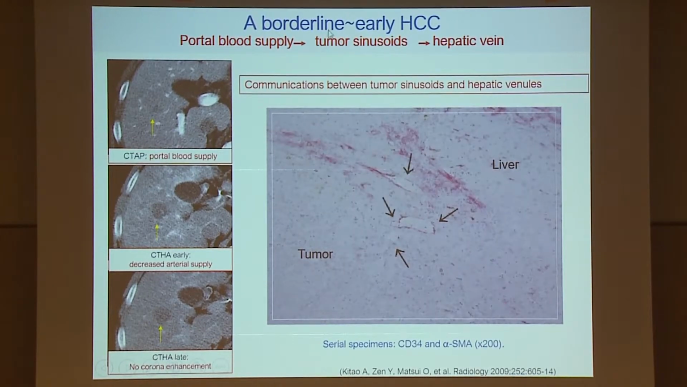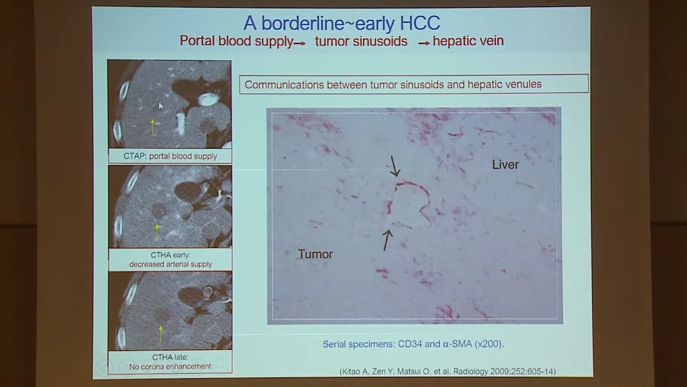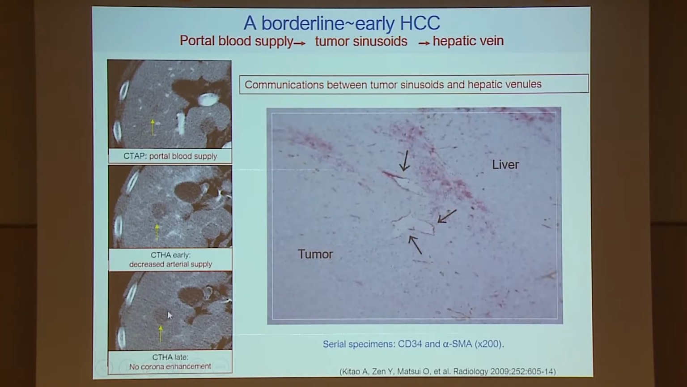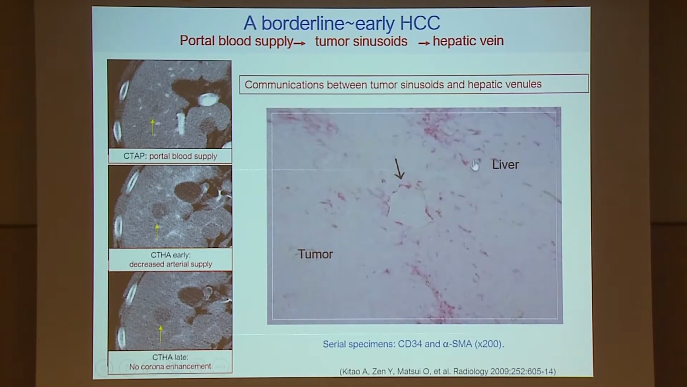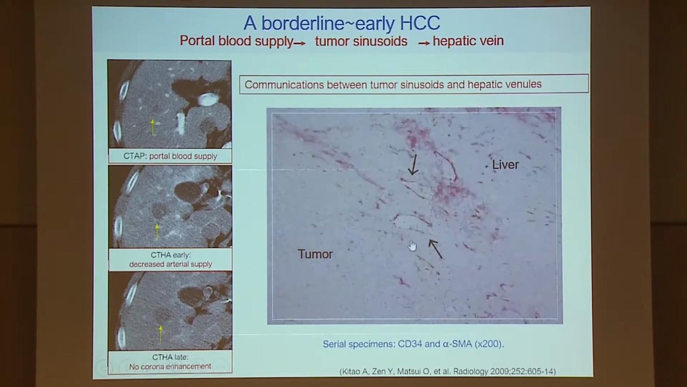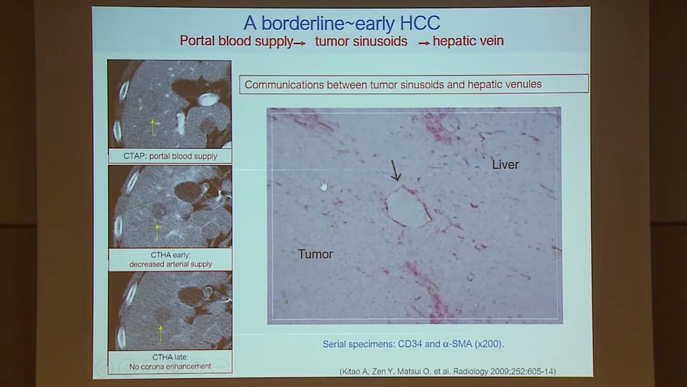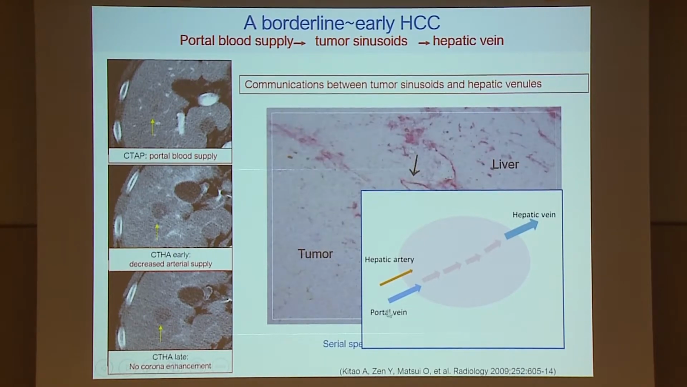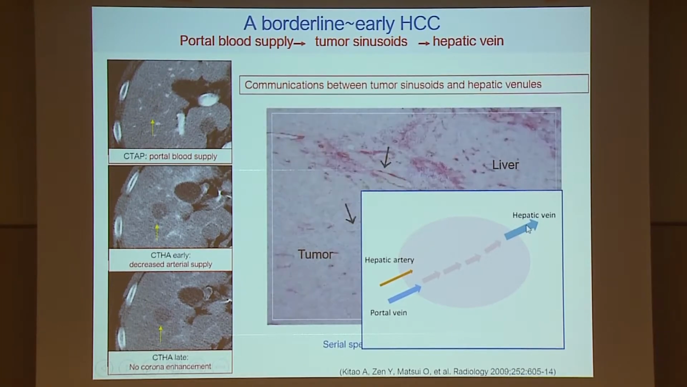This is a case of borderline to early HCC. On CTAP, you can see abundant internodular portal supply, and at CTHA, decreased arterial supply, and in the delayed phase of CTHA, we cannot see any periportal enhancement. And this is a serial specimen. You can see many direct connections between intratumoral sinusoid and hepatic veins. So in early HCC, the main feeder is portal vein, and through tumor sinusoid, they go to hepatic vein.